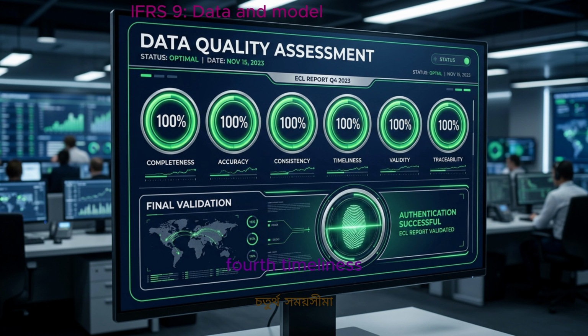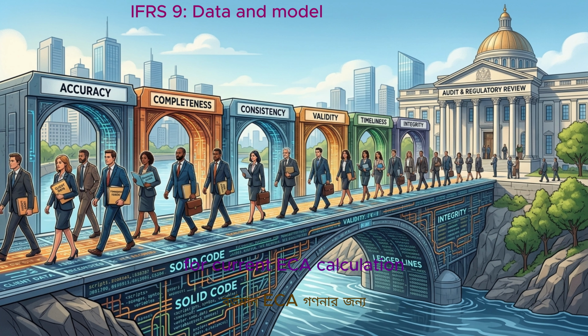Fourth, timeliness. Data should be updated within a reasonable period. For example, collateral valuation from many years ago may not be reliable for current ECL calculation. Fifth, validity. Data should follow approved formats and logical rules. For example, a loan maturity date should not be earlier than its disbursement date. Sixth, traceability. The bank should be able to trace data from the source system to the final ECL report. This is very important for audit trail and regulatory review.